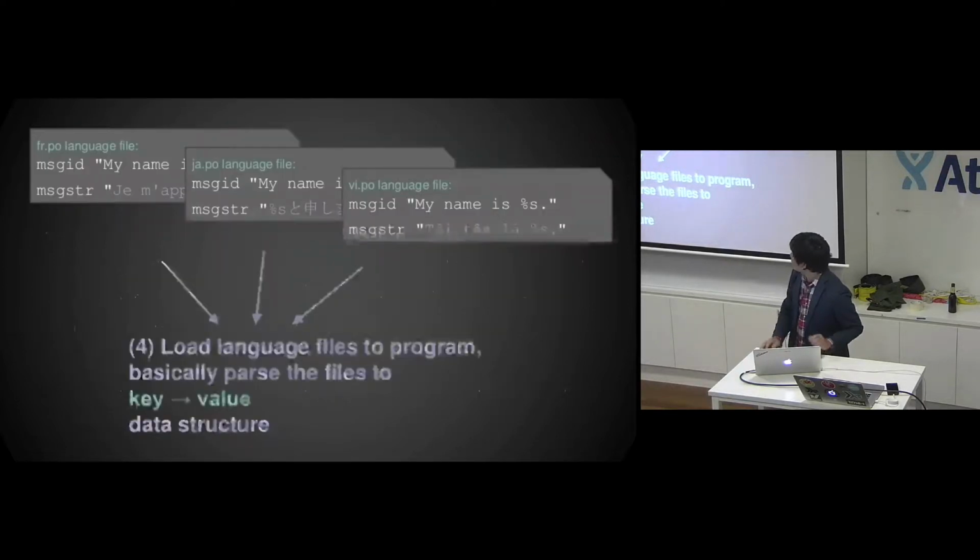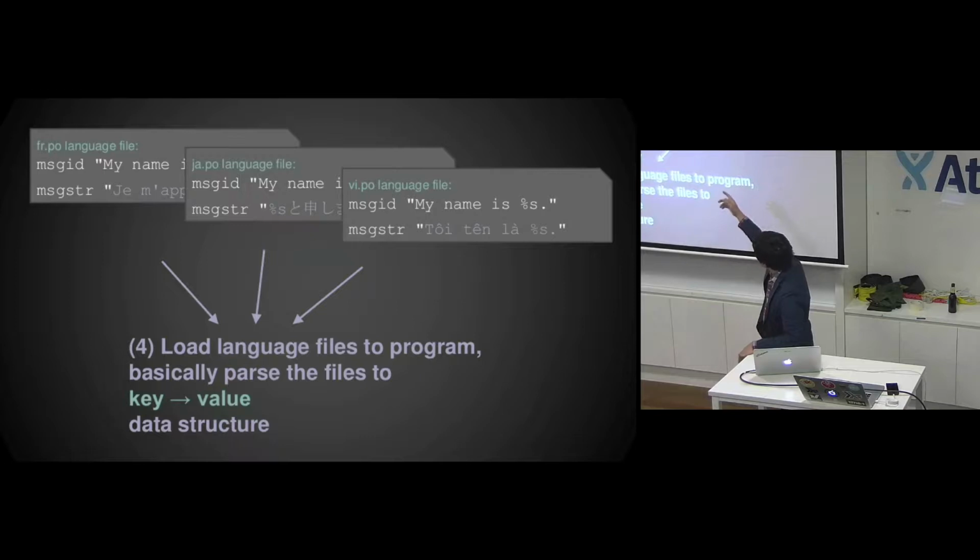Another step is that when we have multiple language files, we need to load them into our program. Basically, we will parse these files into a key value data structure. In this case, we have three languages: French, Japanese, and Vietnamese. For example, in a web page where the user is from Japan, we will use the Japanese language file and display it. It's very simple.